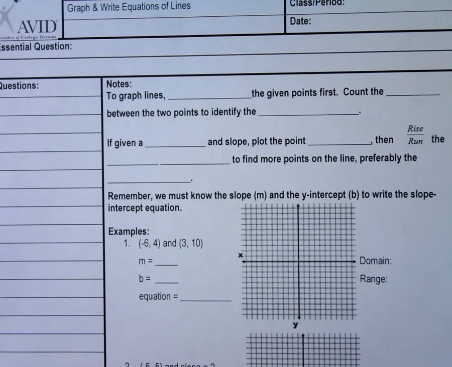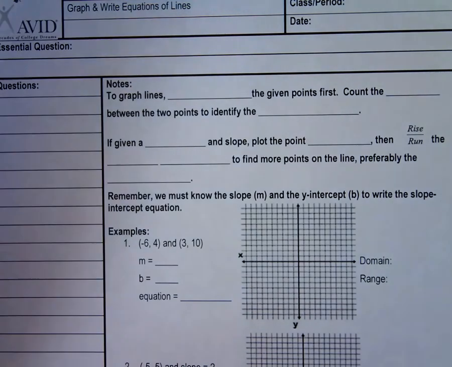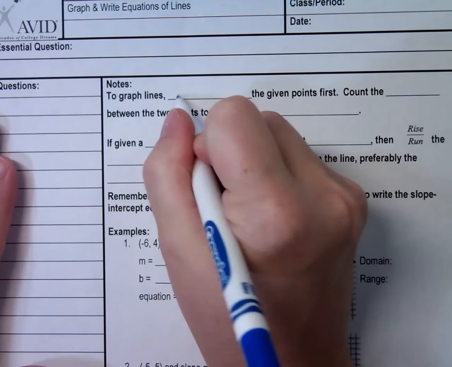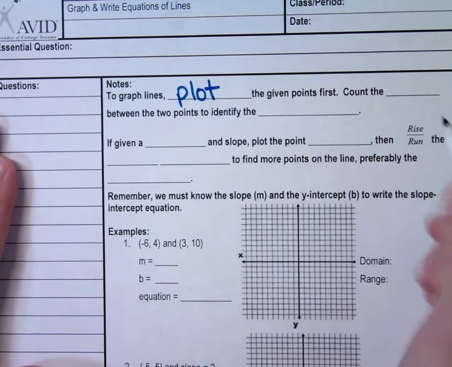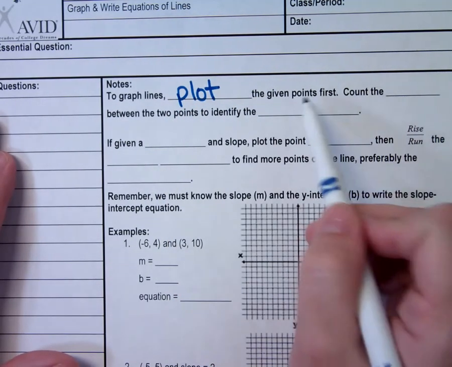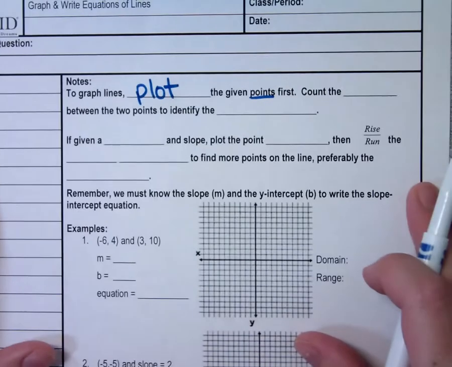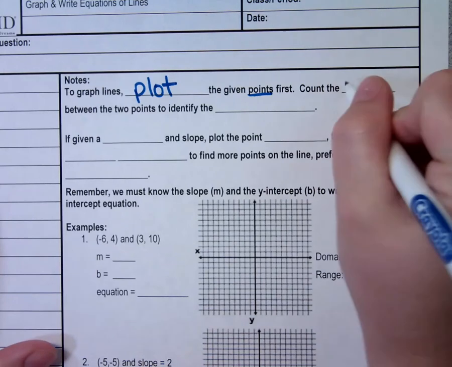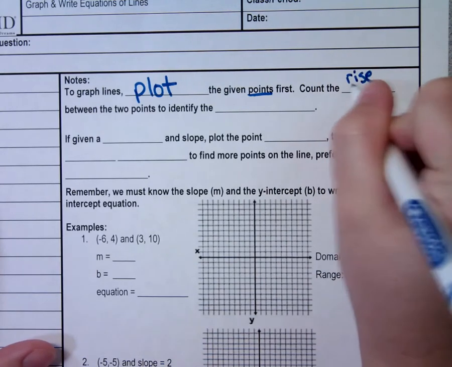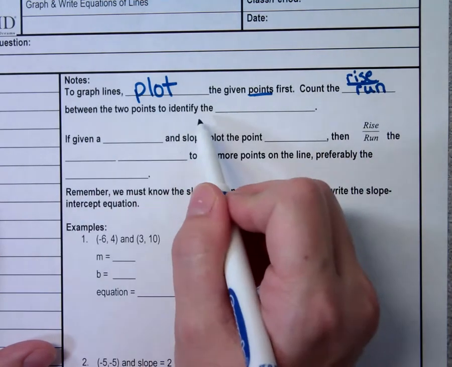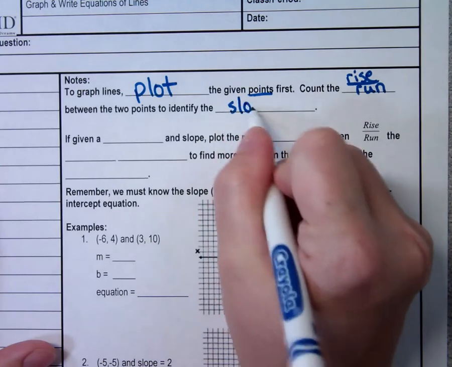Today we are going to graph and write equations of lines. So first thing off, it says to graph lines, we need to plot the given points first. So if they give us a point to plot, we're going to start with that. And then we're going to count our slope, our rise over our run, or our fall over our run, between the 2 points to identify what the slope is.